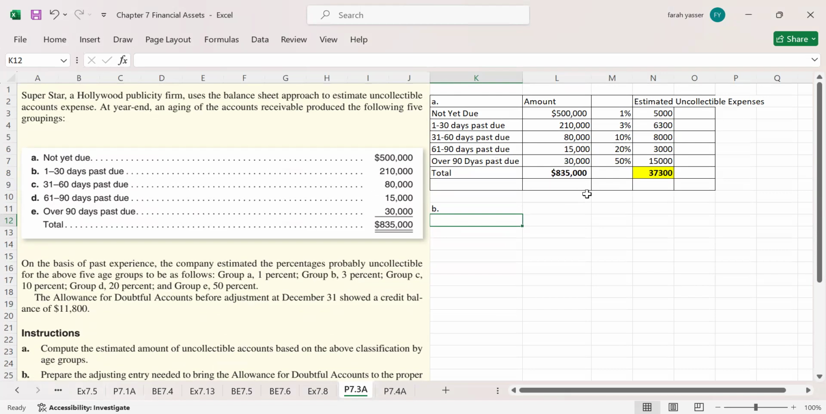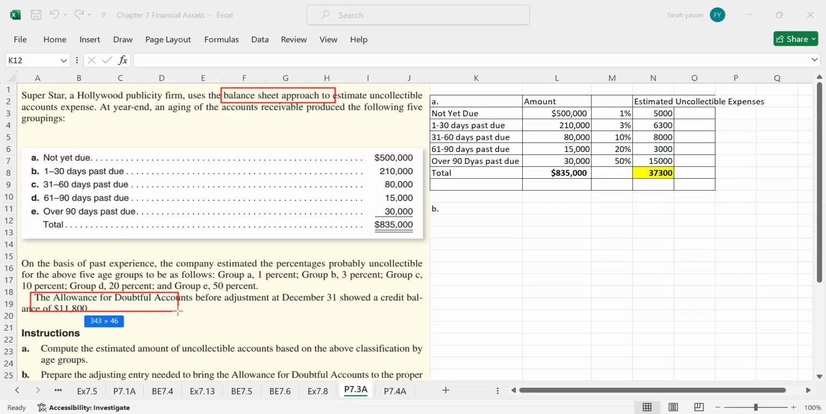So because we are using the balance sheet approach, we cannot pass the entry directly by any amount. We will have to adjust it from the existing balance. Here, as it is the balance sheet approach, we will have to search if there is any existing balance of allowance for doubtful accounts.